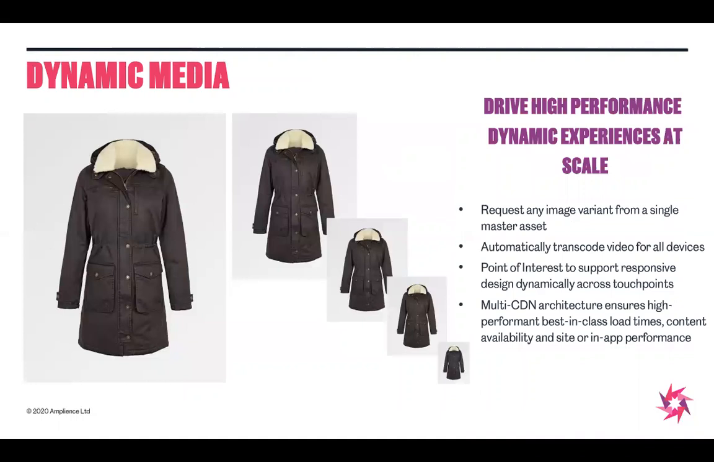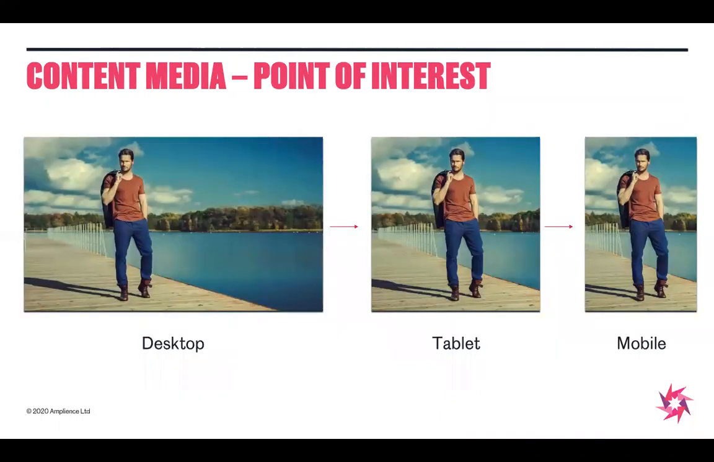You can use functionality like points of interest as well alongside for your content media, and that enables you to set a point of interest for, say, a banner asset, for example, and use the Dynamic Media functionality to crop to that point of interest when you're serving it for tablet and mobile devices, for example.